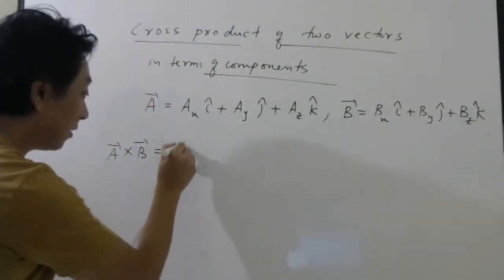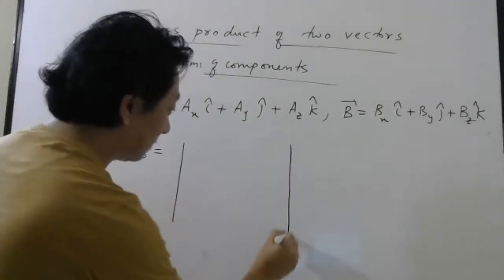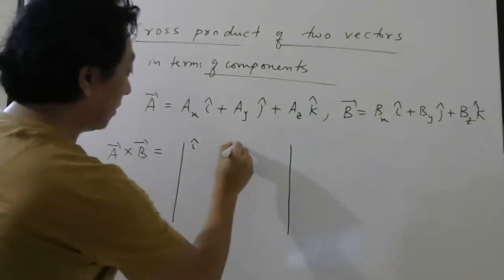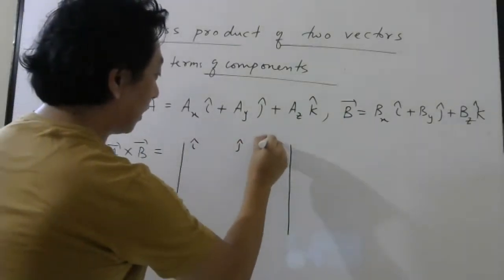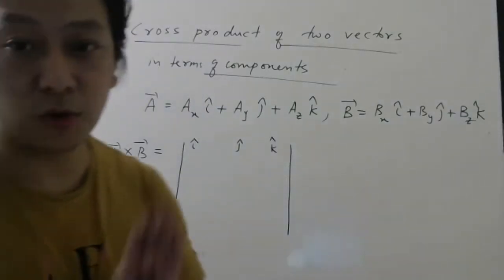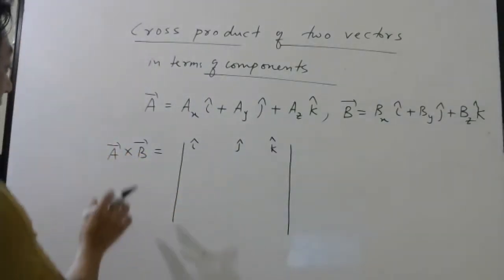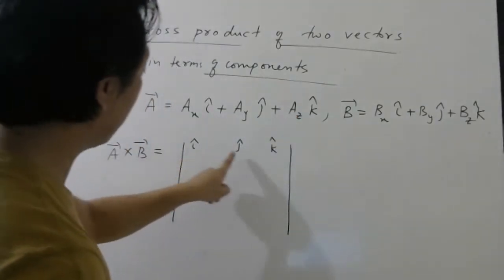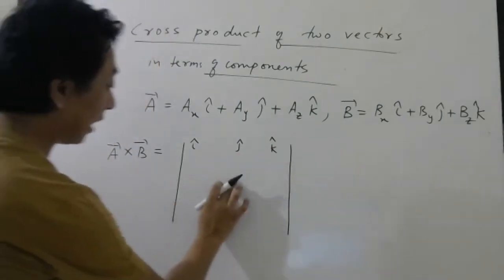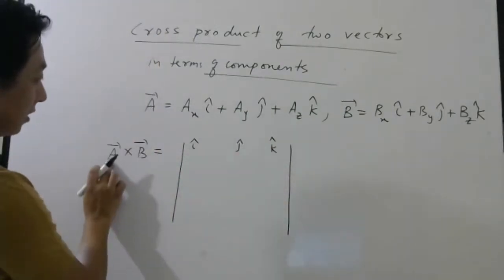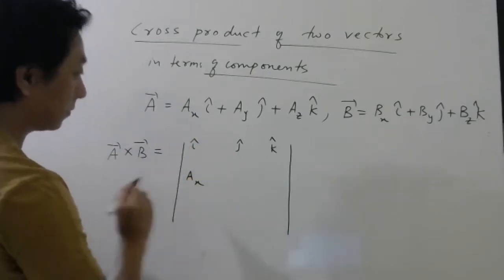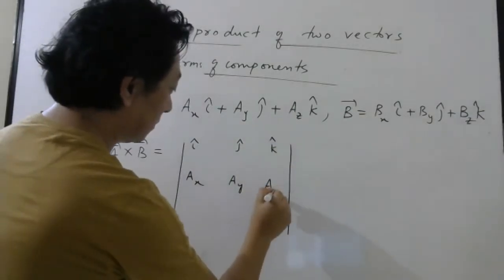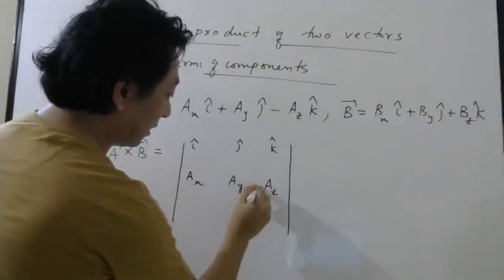Concentrate. First, you draw these 2 lines like this. Then you write here i cap, j cap, k cap. Listen carefully because I am going to give you classwork after this. So to find the cross product of 2 vectors, draw these 2 lines. Write here i cap, j cap, k cap. Here you write the components of a bar, the first vector: ax, ay, az. If this is minus, you write minus az. Okay.